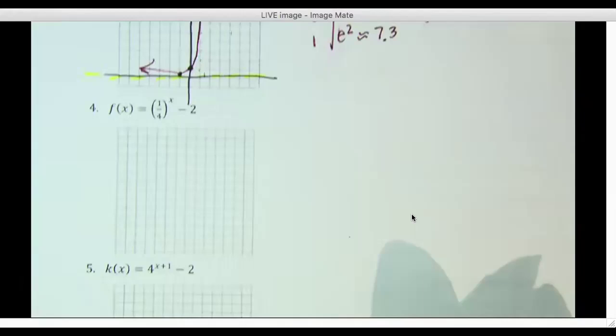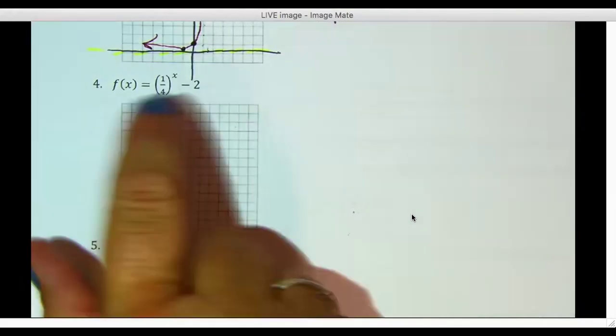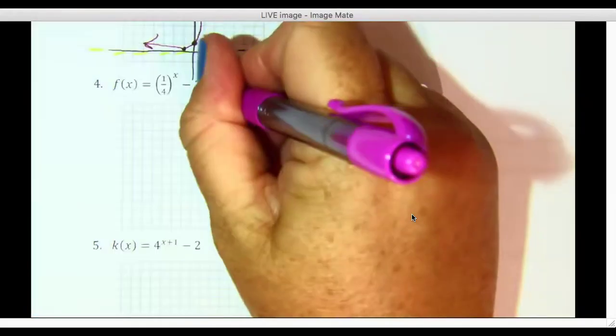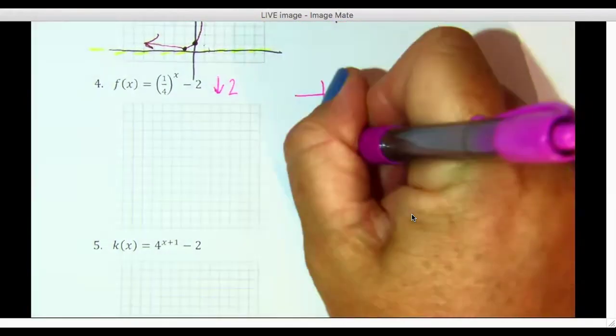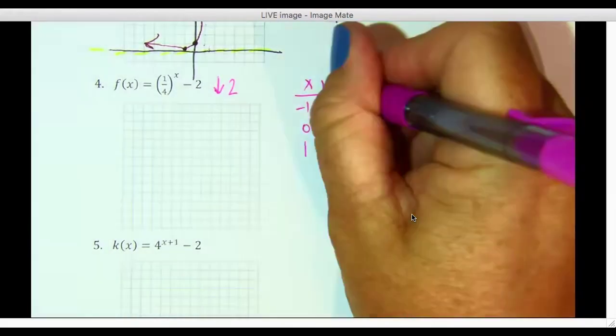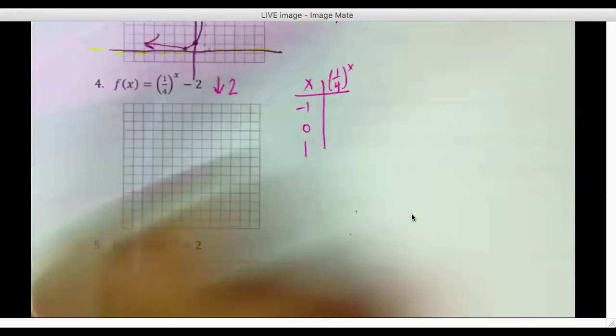All right, now in these next two examples, we see some shifts showing up. And so we have these shifts here, 1/4 to the power of x, and then we've got that -2. So that -2 is shifting our graph down 2. Now, when I make my table, I'm going to still use -1, 0, and 1. But I'm just going to do 1/4 to the power of x without the shift.